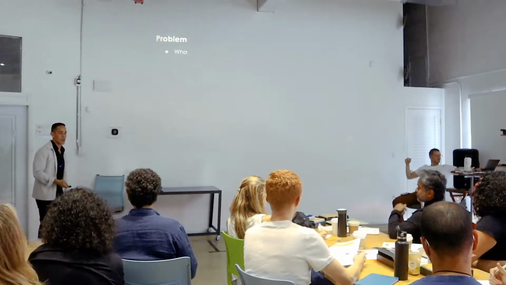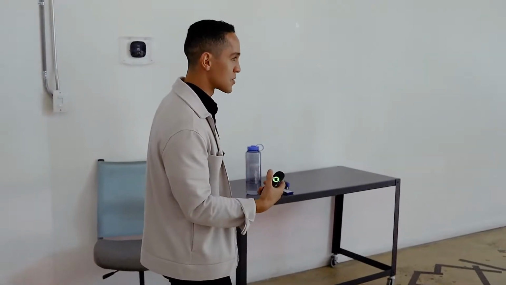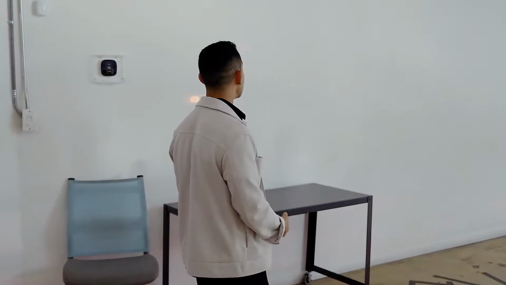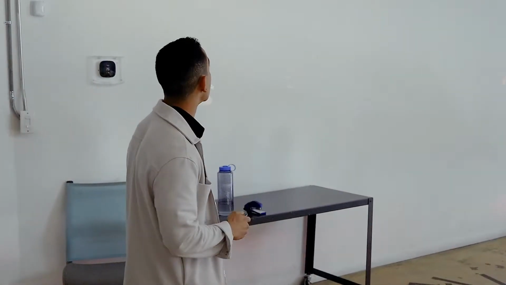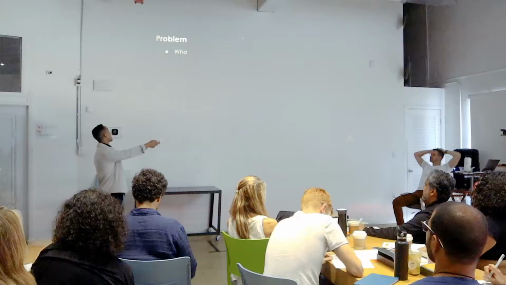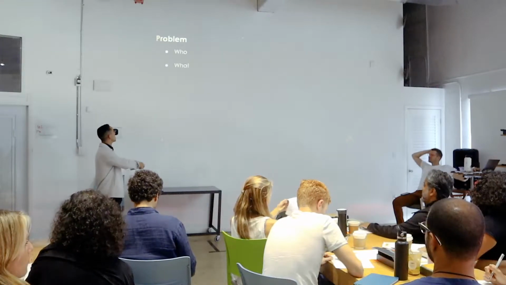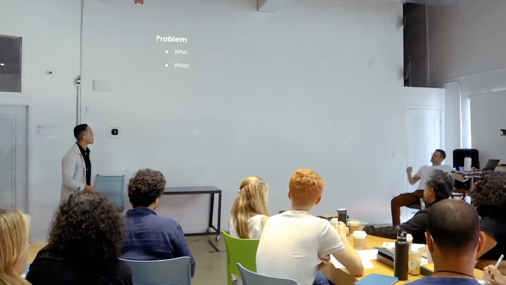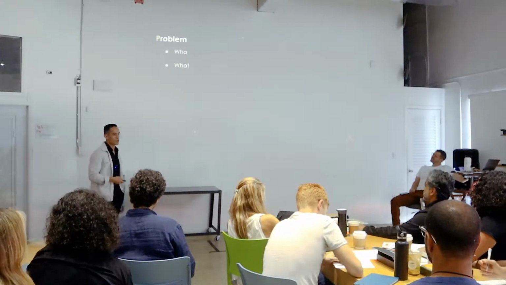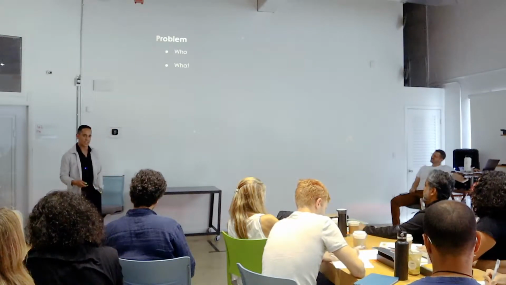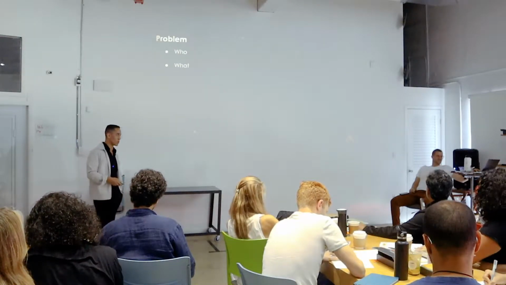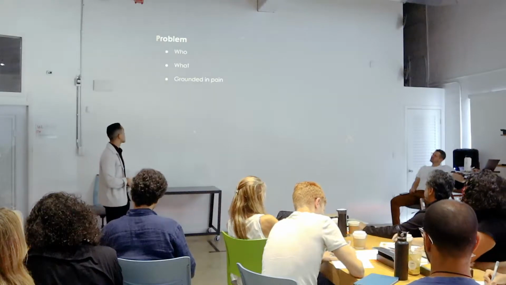Cool? All right, so the first thing starts with the who, right? Like everything that we do in business is people-centered. So who is having that problem? So get super clear on who is having that problem. Then what is the problem? Like what is a problem that that person is experiencing? So first get clear on the who, then get clear on the what.